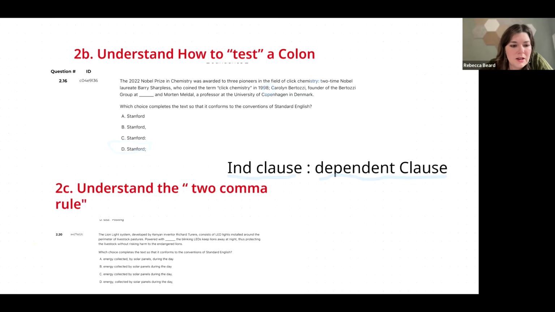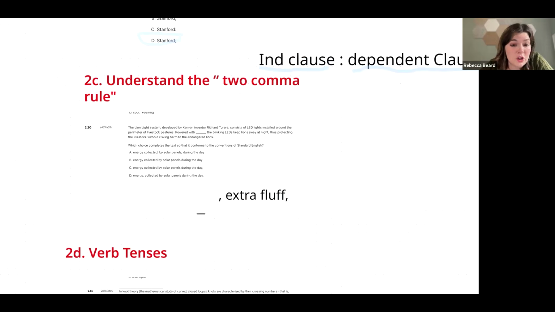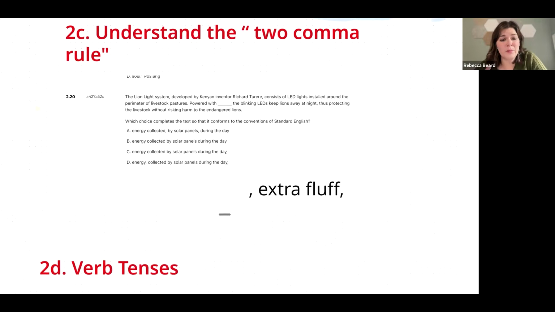And then the next one is going to be understanding what the 2 commas actually mean. I tongue-in-cheek call it extra fluff, but what students need to know is that when there's 2 commas in a sentence, the stuff in between is not essential. So if you use those 2 commas correctly, then you can remove that stuff without changing the meaning of the sentence. And this is what is going on in this one.